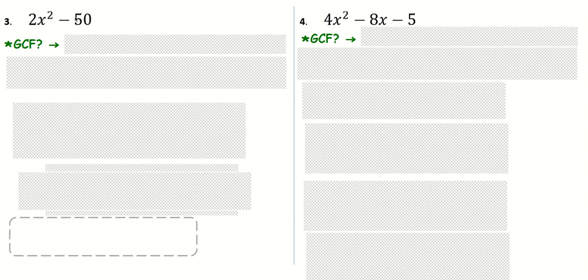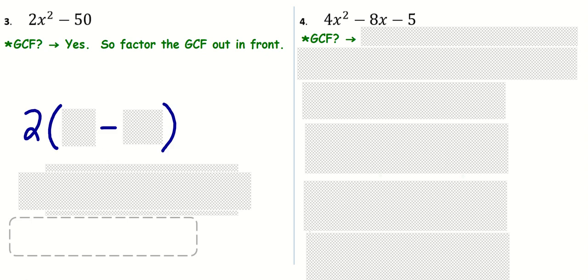Number 3, is there a greatest common factor? You always check for that first. And it turns out that yes, there is. And the largest factor that can be divided out from both terms is really just 2.